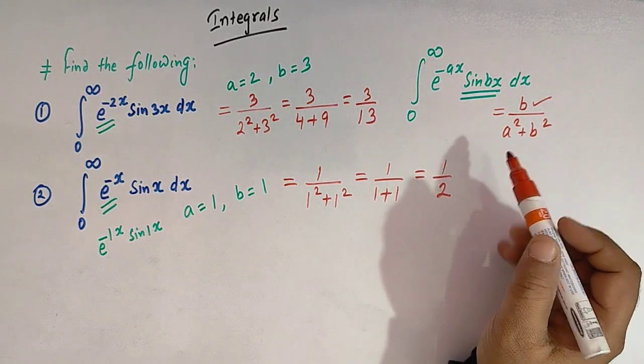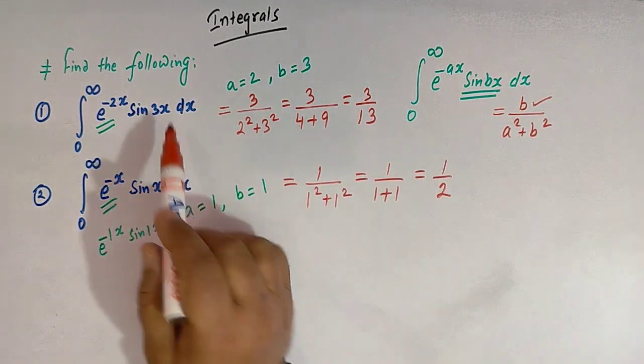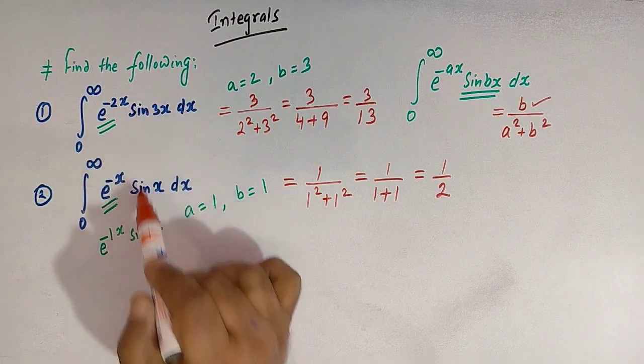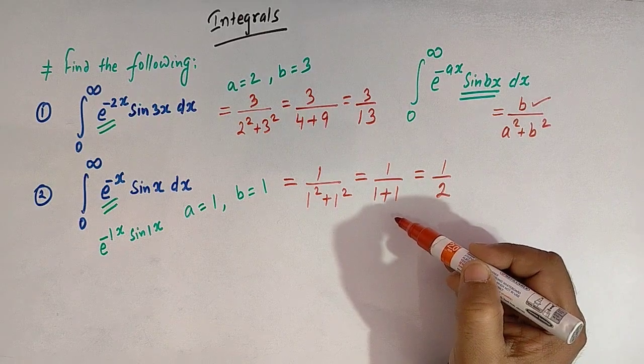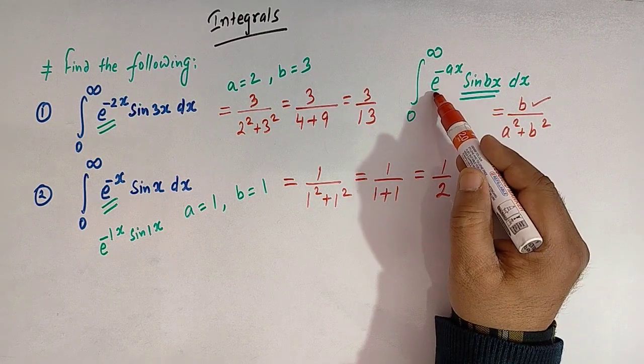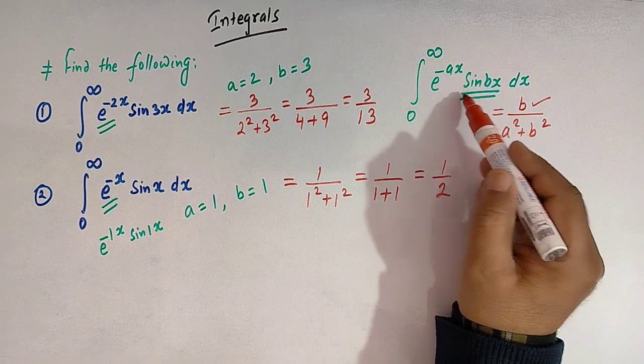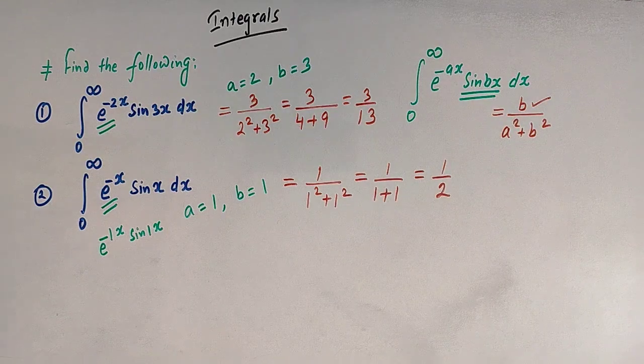So this is how we can directly find the values of these types of integrals by using this formula, because here the integrand is e raised to minus ax times sine of bx.